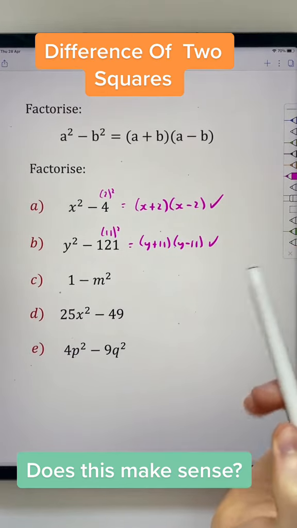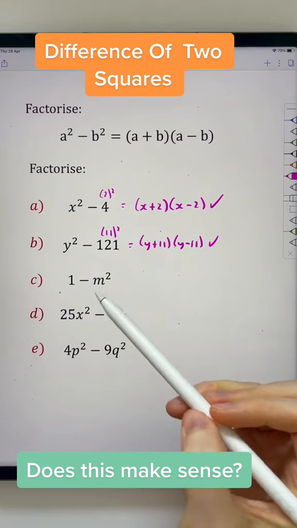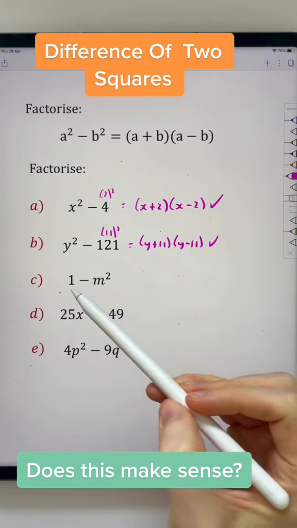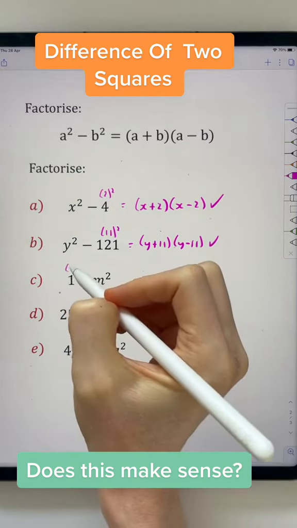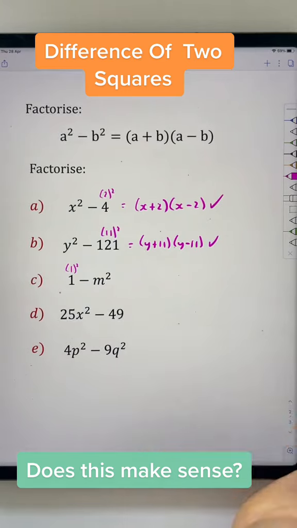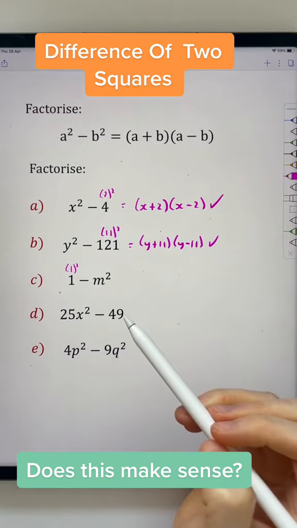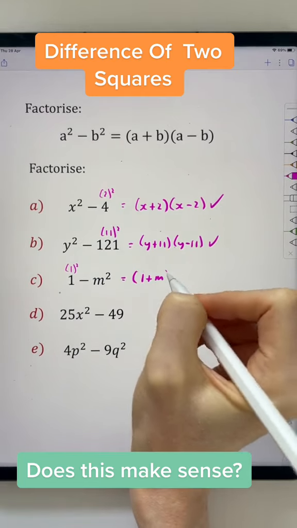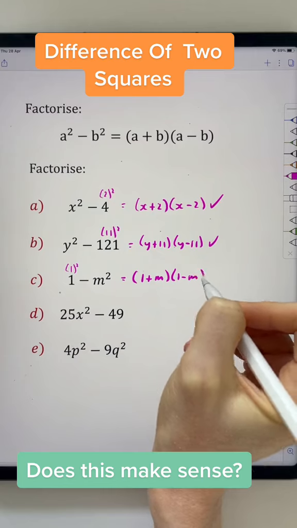For part C, this time we're asked to factorise 1, subtract m squared. Again, it satisfies the difference of two squares as we start with a squared term because 1 is the same as 1 squared. Subtract another squared term, this time in terms of m. So it's going to factorise into double brackets of the form 1 plus m and in brackets 1 minus m.